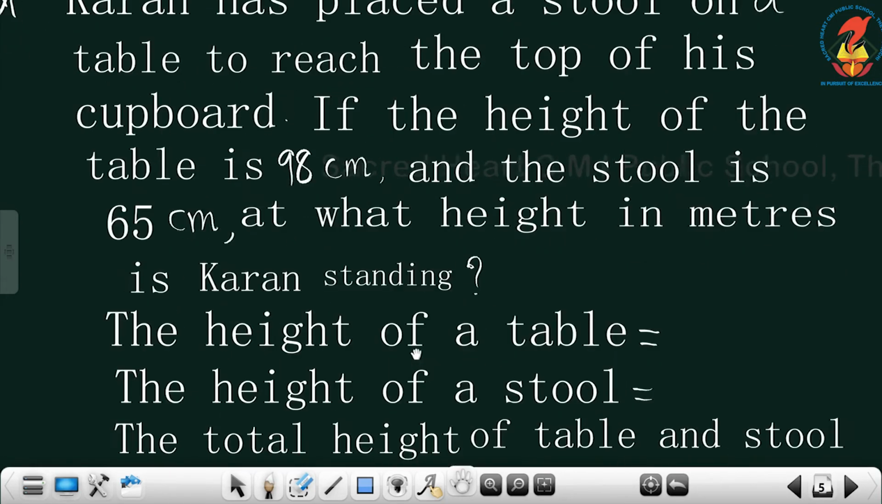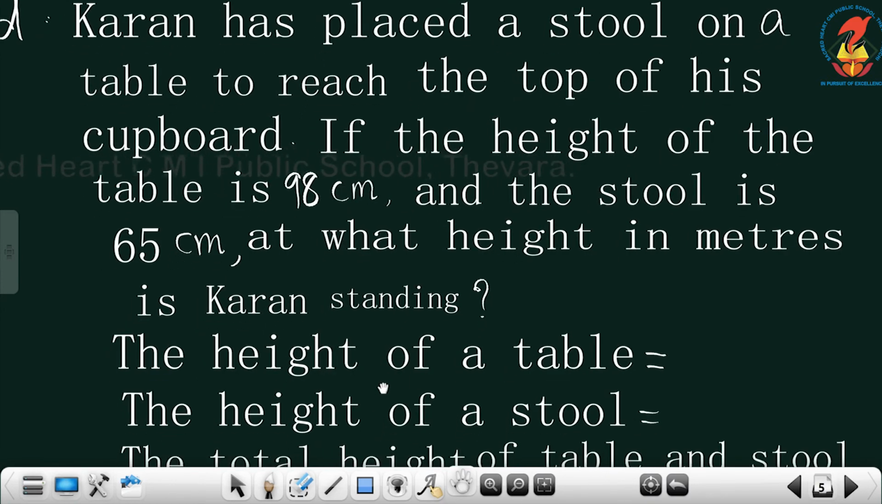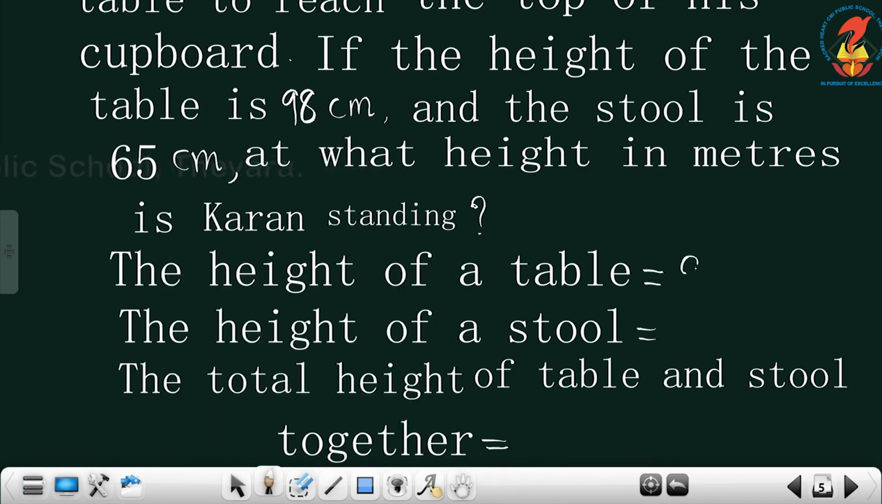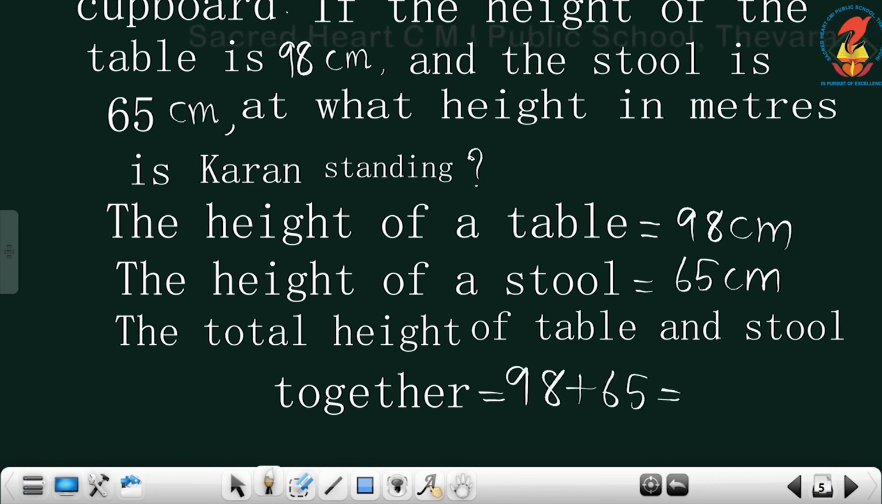First we need to write the height of the table. How much is the height of the table? You check it in the question. The height of the table is 98 centimeter only, right? 98 cm. And the height of the stool is 65 cm. So the total height of the table and stool together, we need to add. 98 plus 65. How much, children?